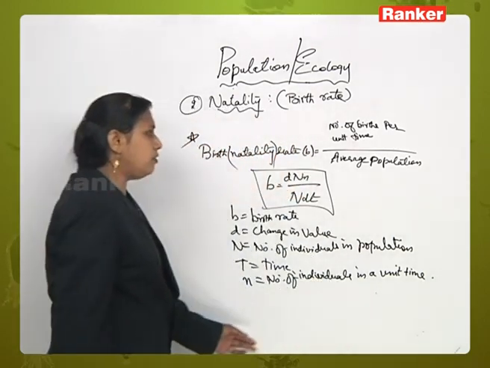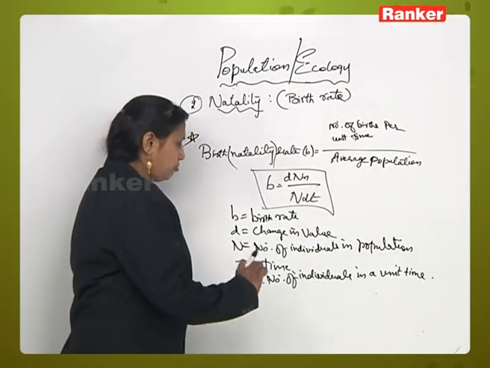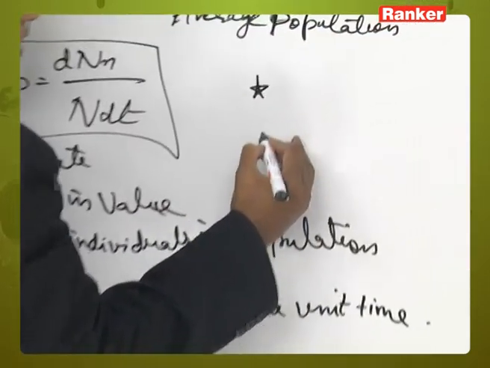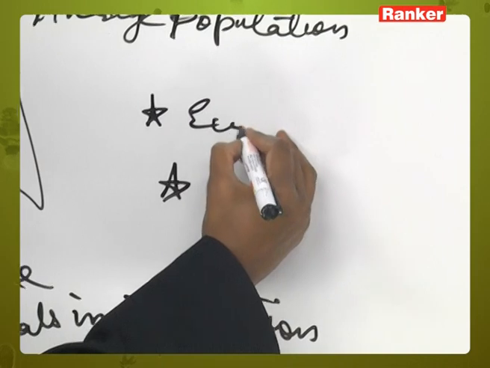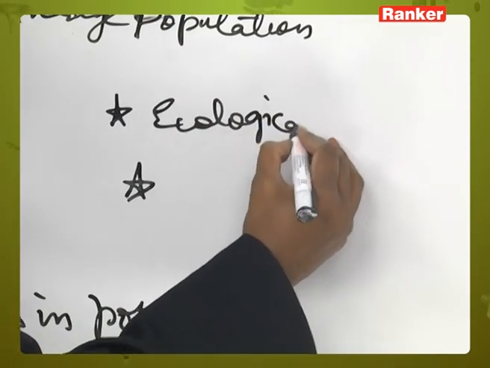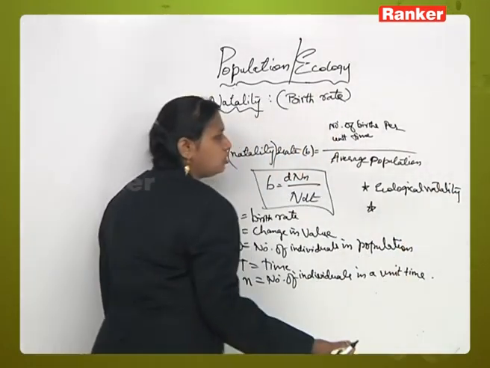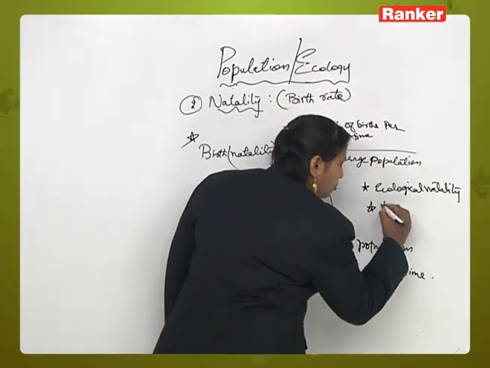Now, here we will talk about two concepts. Those are called ecological natality, and we will also talk about a concept called biotic potential.